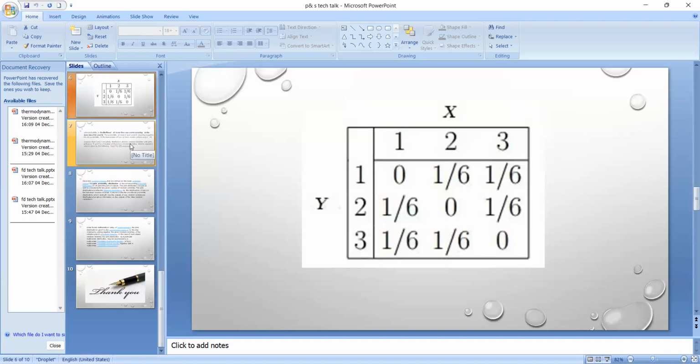Diagram of joint distribution function. X values are 1, 2, 3, Y values are 1, 2, 3. For X equals 1: Y equals 1 gives 0, Y equals 2 gives 1 by 6, Y equals 3 gives 1 by 6. For X equals 2: Y equals 1 gives 1 by 6, Y equals 2 gives 0, Y equals 3 gives 1 by 6. For X equals 3: Y equals 1 gives 1 by 6, Y equals 2 gives 1 by 6, Y equals 3 gives 0.